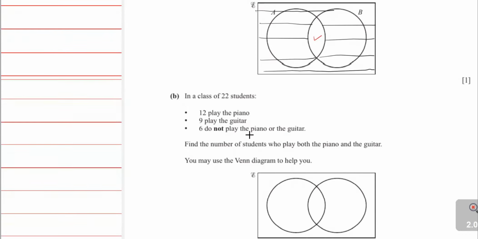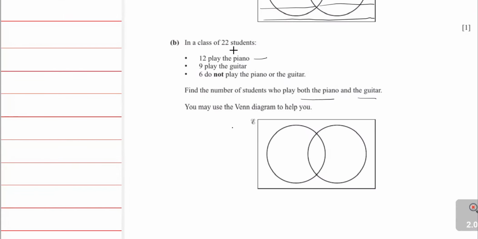And next, part B. In a class of 22 students, 12 play piano, 9 play guitar, 6 do not play piano and guitar. Find the number of students who play piano and guitar. We suppose that the number of students who play piano and guitar is X. And here we use the Venn diagram to solve this question.